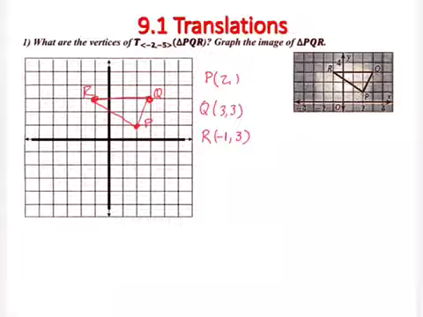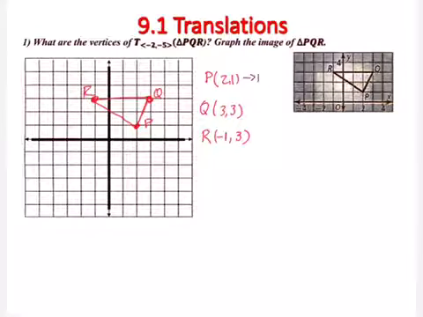So there's triangle PQR. Now we want to translate this by the translation rule given, -2, -5. And so ultimately all we're doing is we're going to add those into the points we started with.